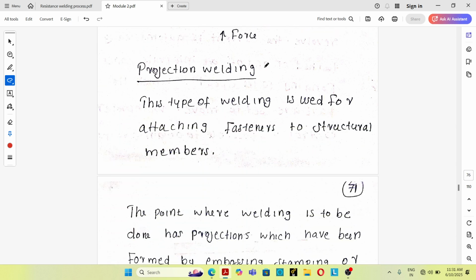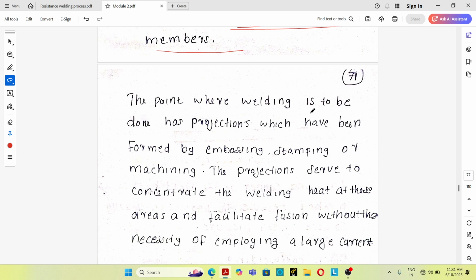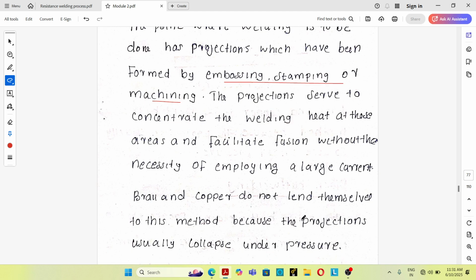And the third one is the projection welding process. This type of welding is used for attaching fasteners to structural members. This is a very important point. The main application of the projection welding process is attaching fasteners to structural members. The point where welding is to be done has a projection, which has been formed by embossing, stamping, or machining operation. What is the purpose of the projection? The projection serves to concentrate the welding heat at this area and facilitate fusion without the necessity of employing large current.